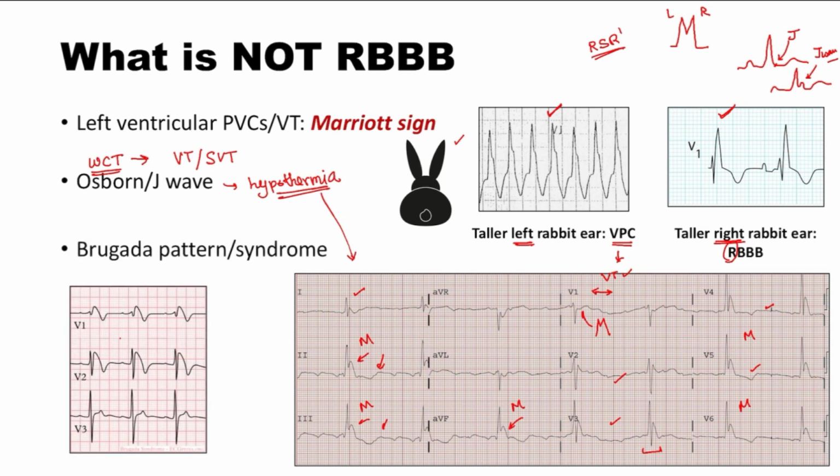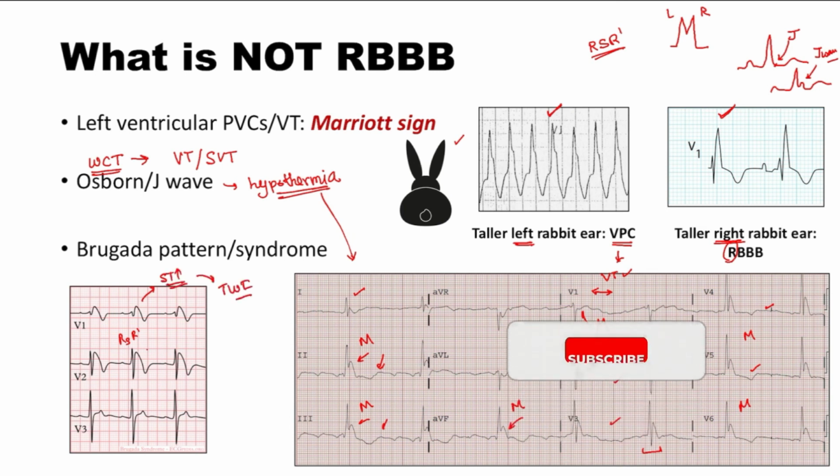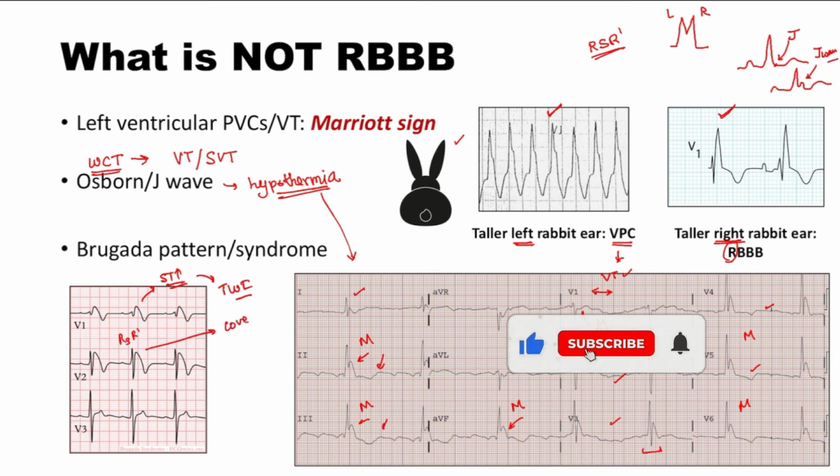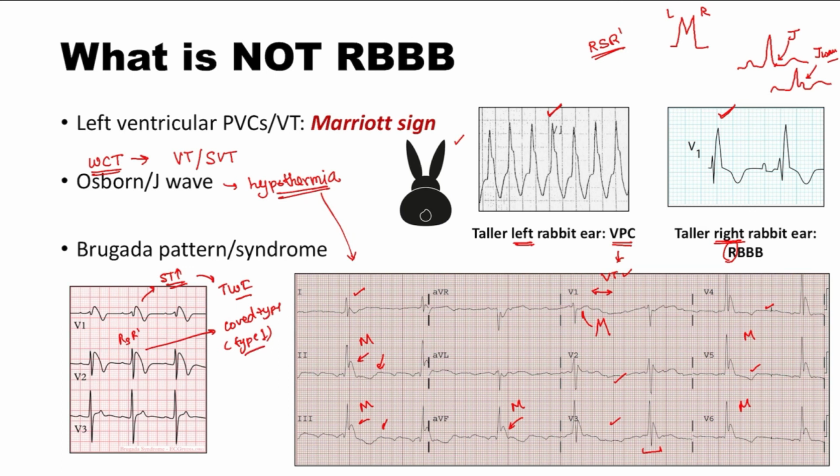Another condition is Brugada syndrome, in which you do see an R, S and R dash, but this is associated with a typical kind of ST elevation followed by a negative T wave inversion. This is called the coved type or type 1 Brugada pattern. There is also a type 2 Brugada pattern, which is not very specific for Brugada syndrome in general. Now, what exactly Brugada syndrome is and what conditions can produce a Brugada pattern is a different discussion altogether.